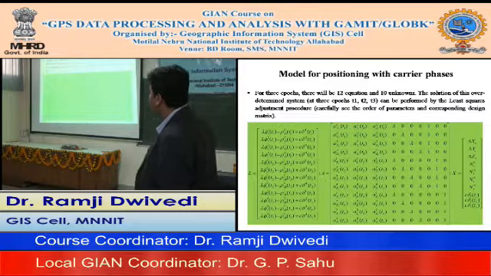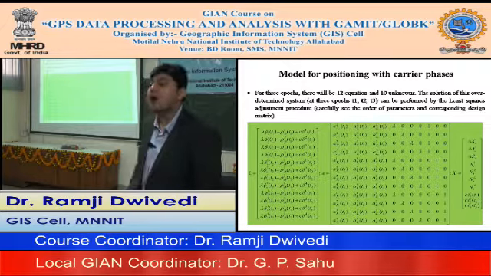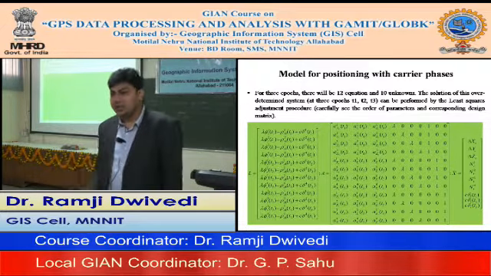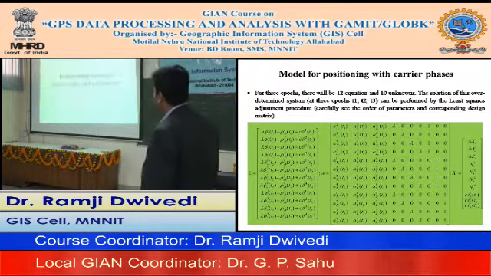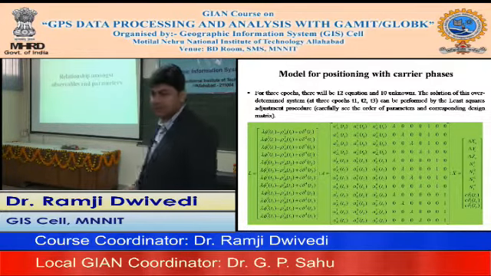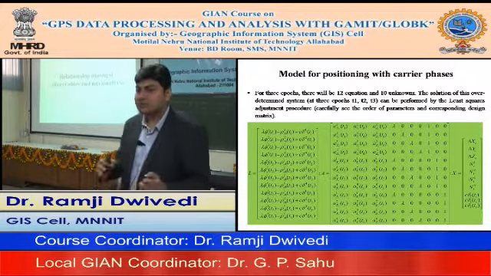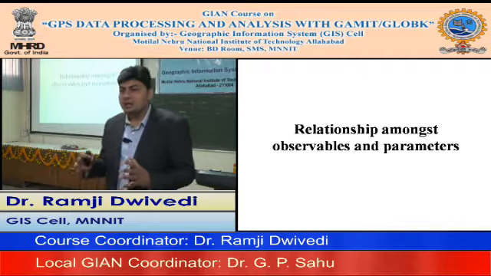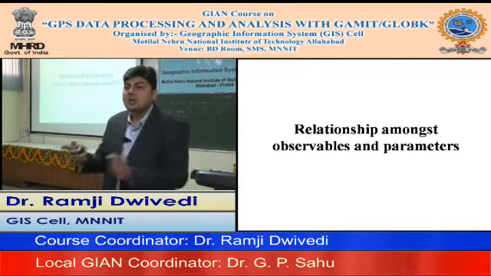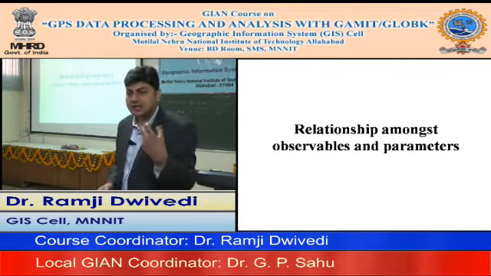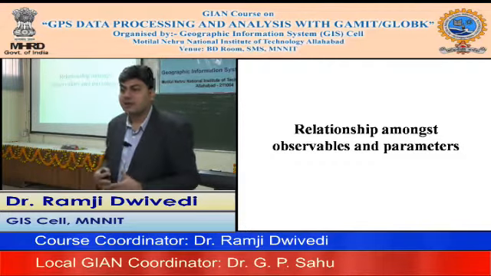In order to solve it, how many epochs and how many satellites do you need to get a unique solution? We'll see that in this section, which we call relationship amongst observables and parameters. That will be important, because when you see the RINEX file and you try to use it for a particular session, you have to understand how many satellites are available and what type of flexibility we have in our solution.